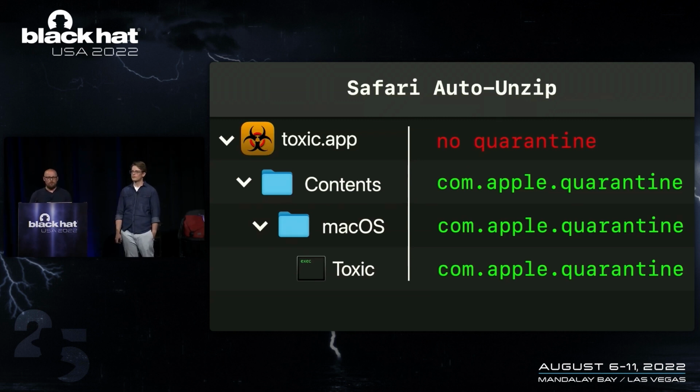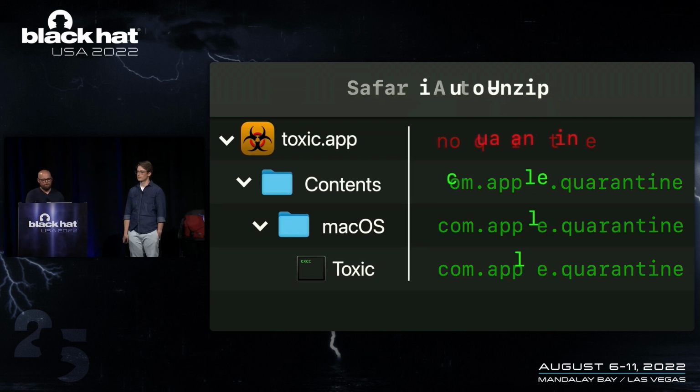After further investigation, we noticed that the extended attribute was not being placed on the application directory itself. It was only being applied to the recursive contents under that app. And as it turns out, Gatekeeper only cares about whether that application has a quarantine mark on it or not.